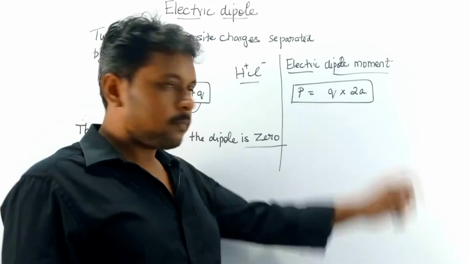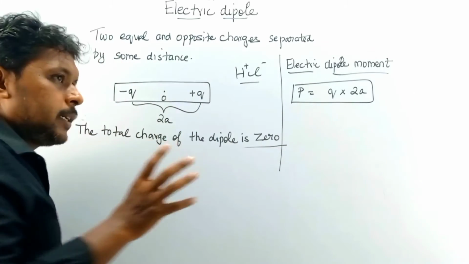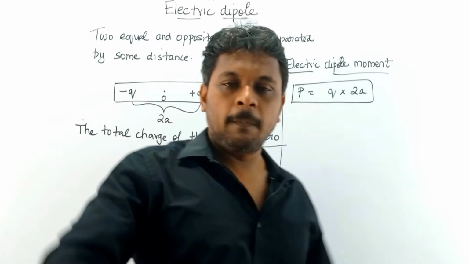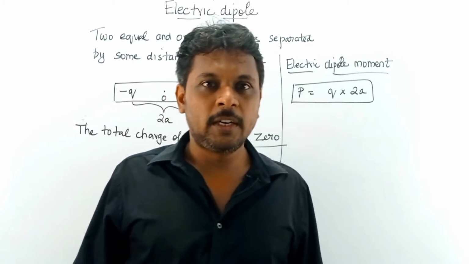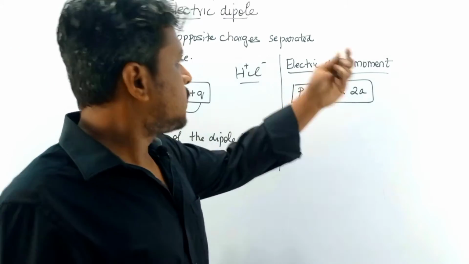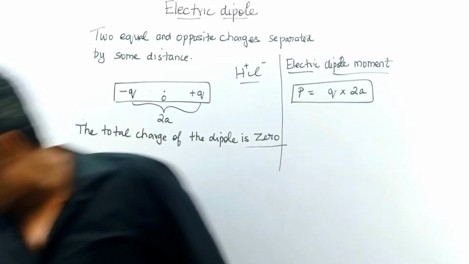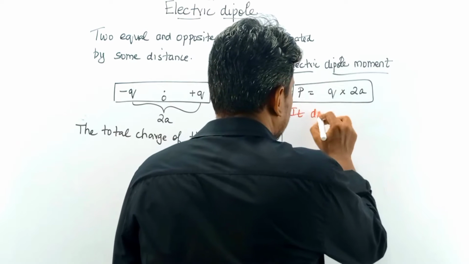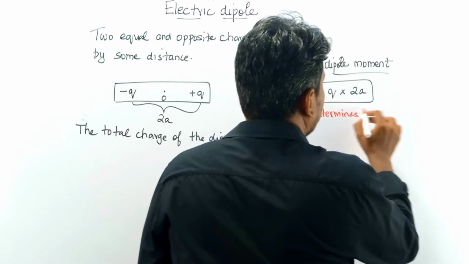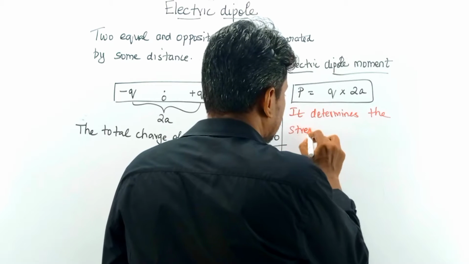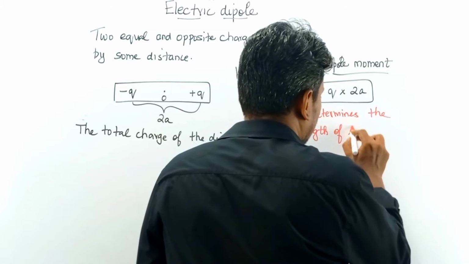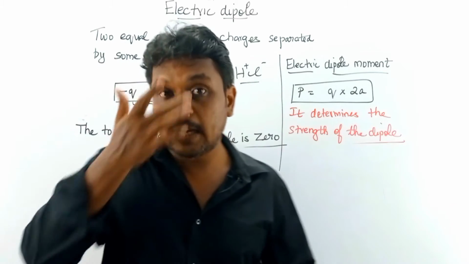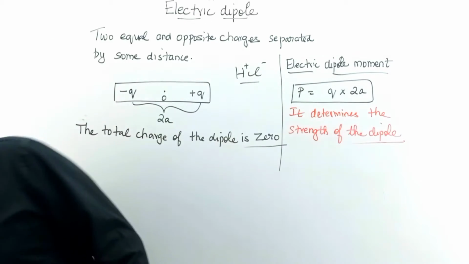This is the magnitude. This electric dipole moment is created due to the opposite nature of the charges, minus q and plus q. So what is the importance of this electric dipole moment? It determines the strength of the dipole. Okay, so this is the use of the electric dipole moment.